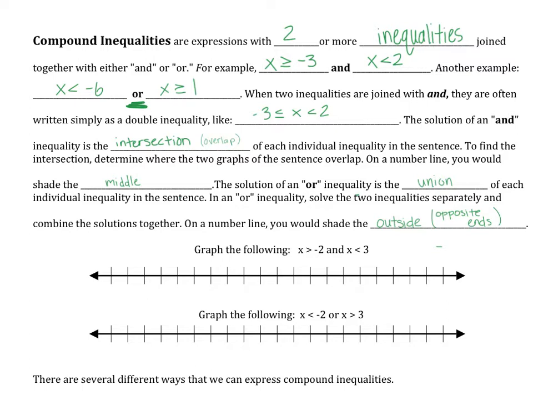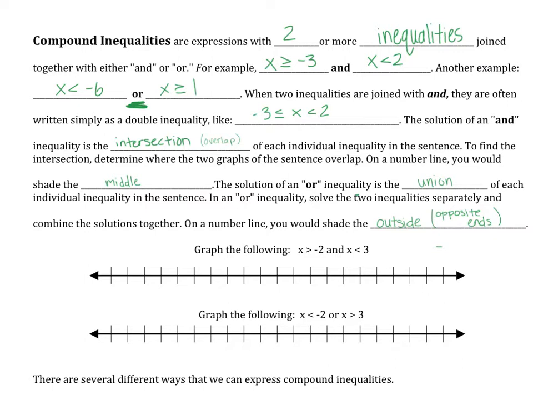When two inequalities are joined with "and," they are often written simply as a double inequality. Basically, you can write them as two inequalities within one. You would keep your negative 3 and keep your 2, and x would be in the middle. So it reads from the least value to the greatest value: x is greater than or equal to negative 3, but less than 2.